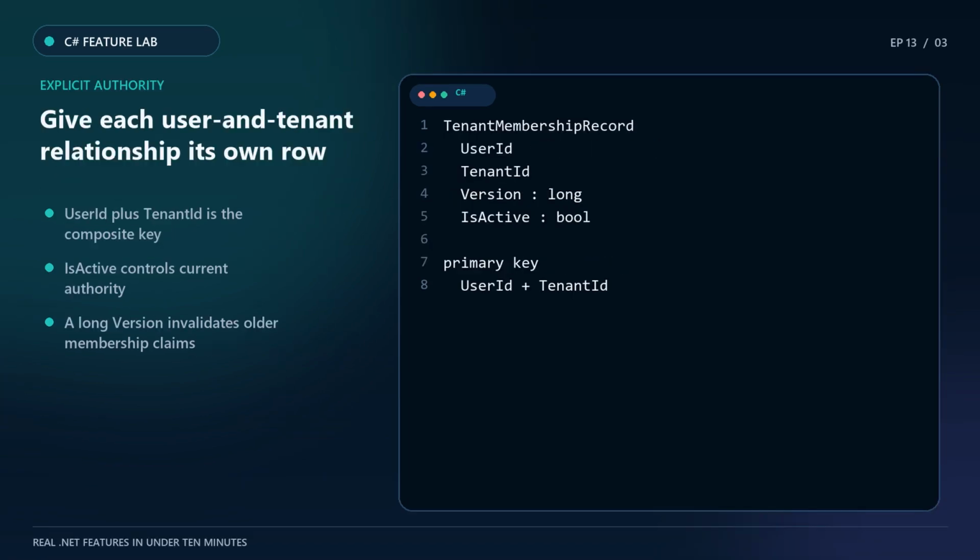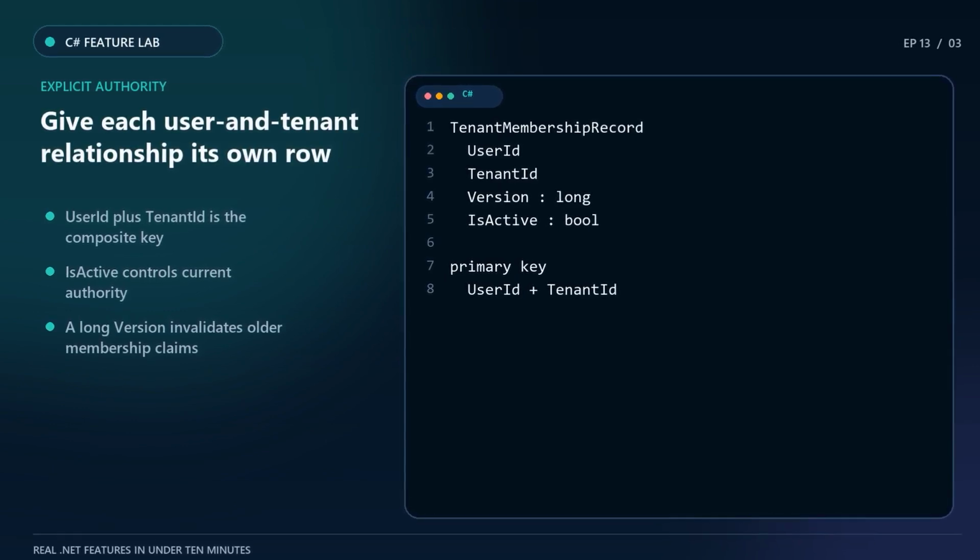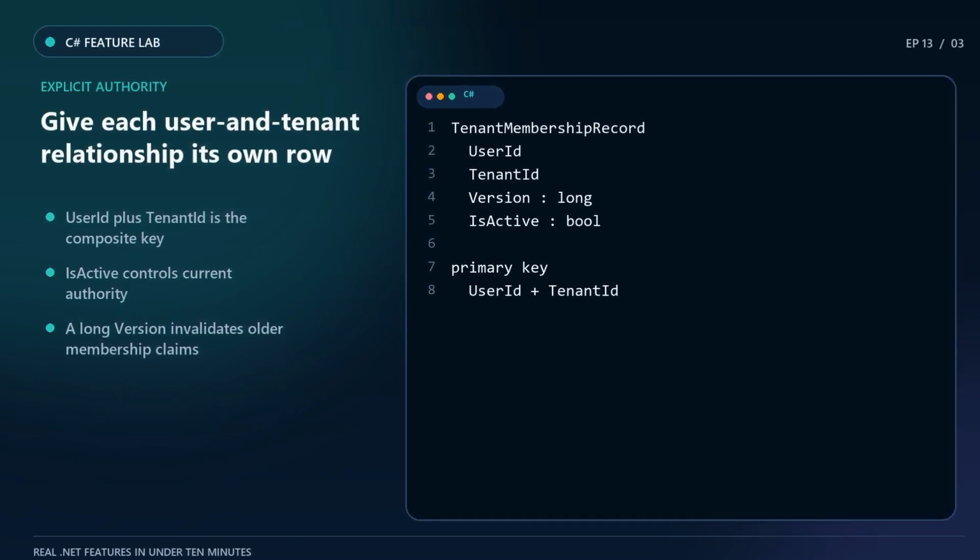Tenant membership record gives the relationship a real home. User ID plus tenant ID forms the composite primary key, so one account cannot accumulate duplicate authority for the same workspace. IsActive says whether the relationship may authorize requests. Version is a long that changes whenever the membership lifecycle changes, letting the policy reject a claim issued from an older state. FeatureLab user still stores tenant ID, but that value selects which membership a fresh sign-in should load. It is no longer the membership record itself.